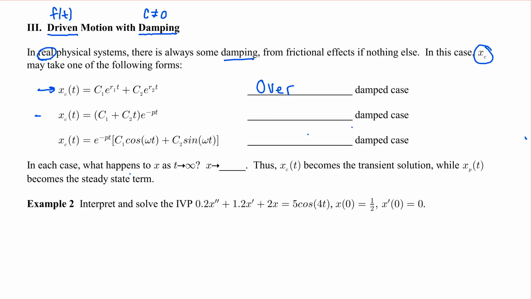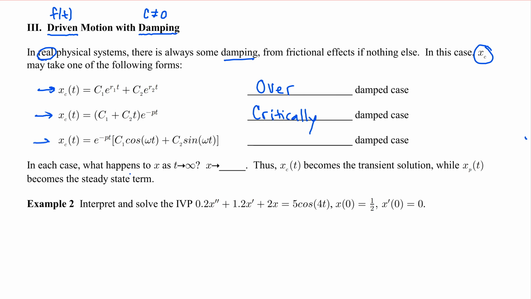The second possibility is when we have a repeated real root of our characteristic equation, then our complementary function looks something like this. Now, do you remember which case this was? This is the critically damped case. That means there's just enough damping to stamp out the oscillation. However, it may oscillate through its equilibrium once or twice before settling down permanently to equilibrium.